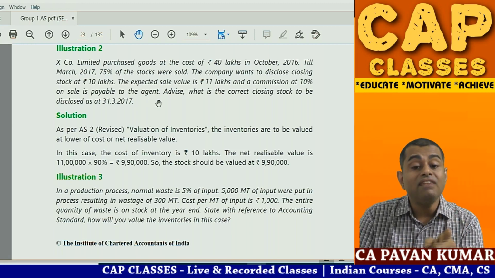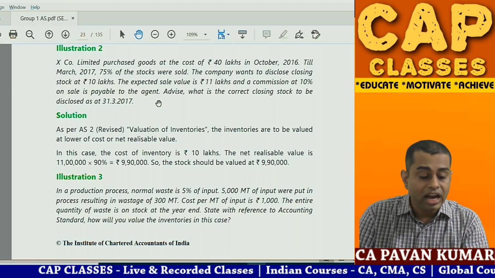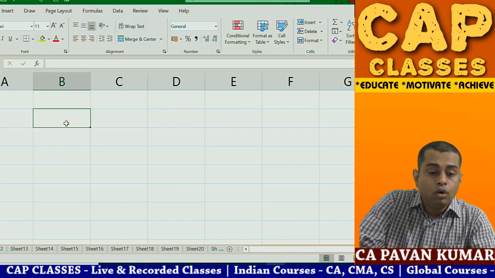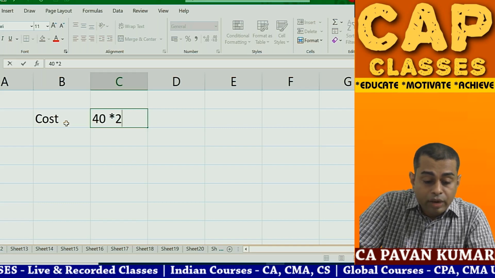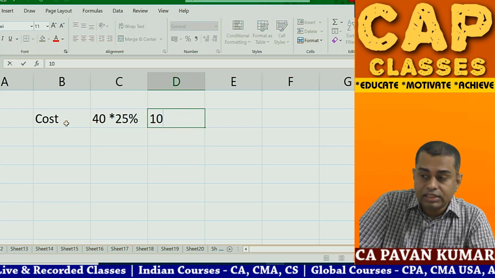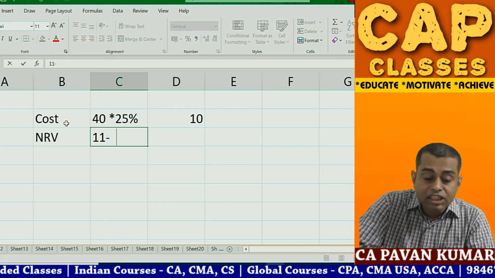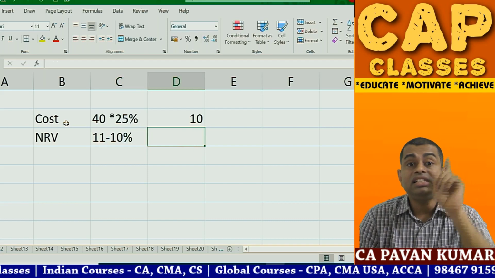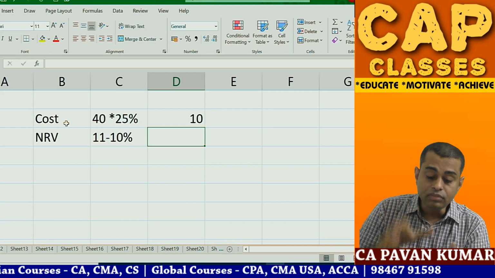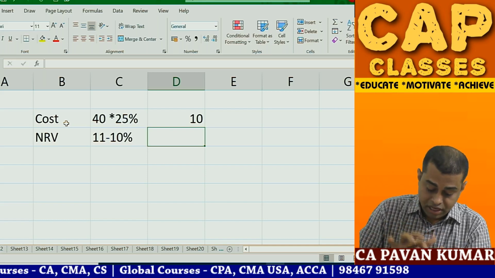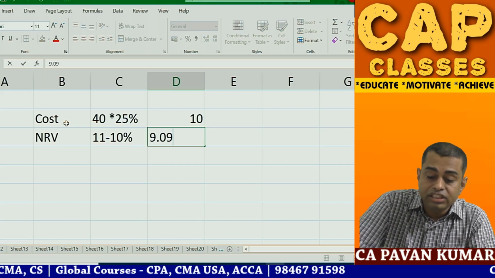The expected sale value is 11 lakhs and commission at 10% on sales is payable to the agent. Advise the closing stock. So what is the cost? Cost you can say 40 lakhs into 25%, that is equal to 10 lakhs. Net realizable value is 11 lakhs minus 10% sales commission you need to pay. So take a calculator, 11 lakhs minus 10%, that comes to 9.9 lakhs. So whichever is lower.